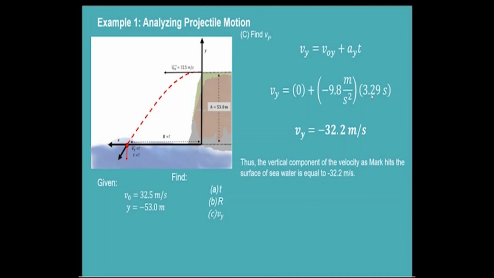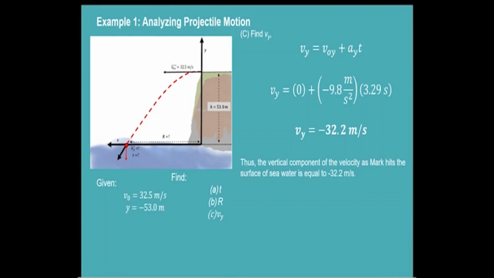The answer is negative 32.2 meters per second. Okay, this is now the vertical component of the velocity as Mark hits the surface of the sea water, which is equal to this value, negative 32.2 meters per second. Now, let's return to solve a problem.